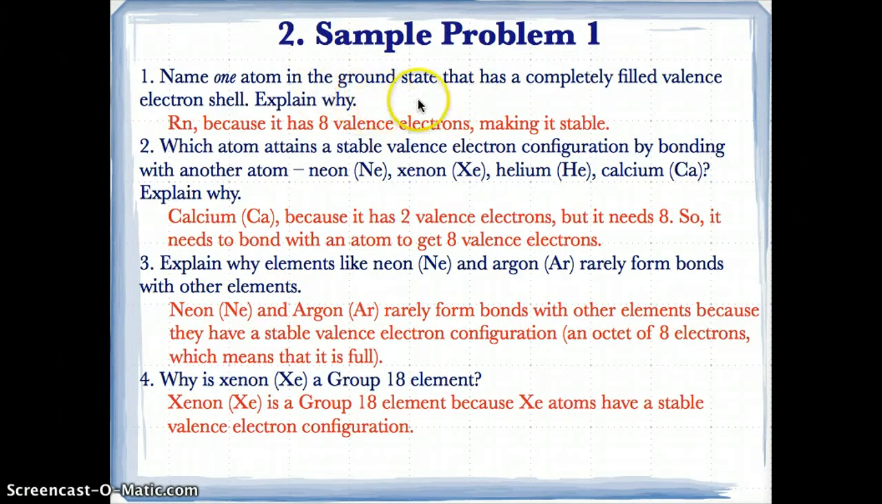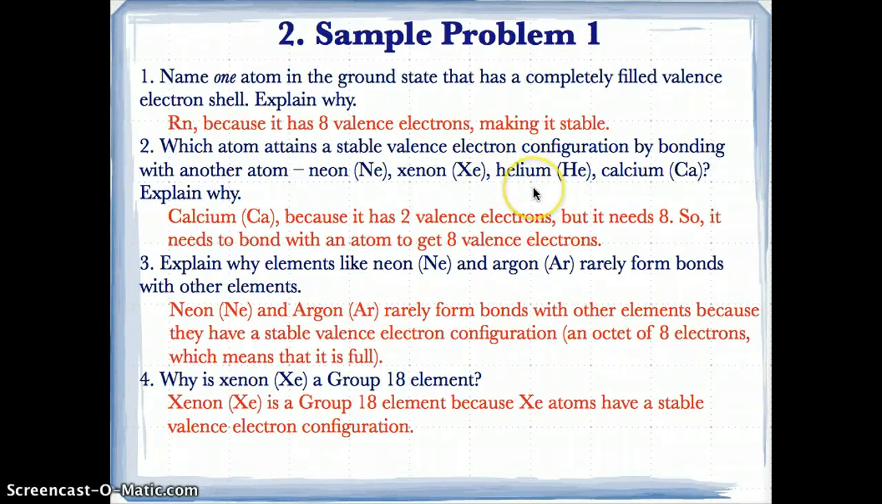Question 1 asks for one atom in the ground state with a completely filled valence electron shell. If you look at group 18, which you can do on your own, we'll see that Rn has a complete valence shell because it has 8 valence electrons, or 8 as the last number in its configuration, therefore making it stable.